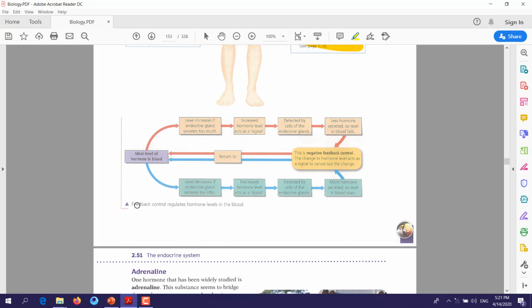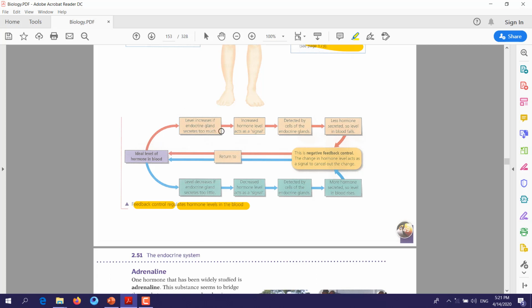Now, this diagram shows feedback control regulating hormone level in the blood. It shows how feedback controls the level of a specific hormone in the blood. Firstly, the ideal level of hormone in the blood. We will start from here. Here the level is normal, there isn't any increasing or falling off. So what will happen? Firstly, the level increases if endocrine glands secrete too much. Now the glands will start releasing this hormone.